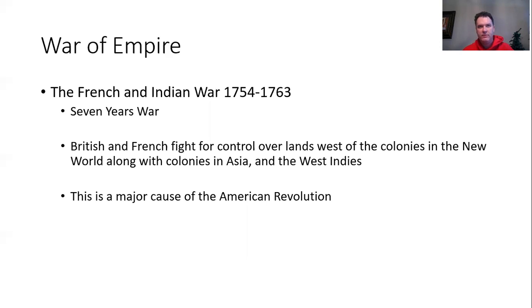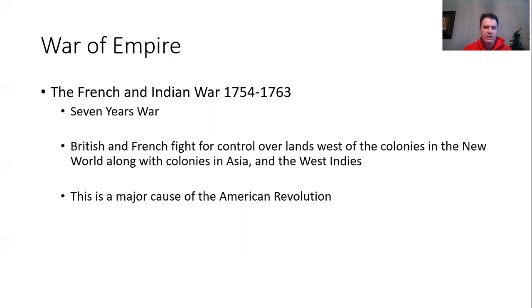And following the British victory in this war, the British are going to have to keep a standing army in the New World, and they're going to have to pay for that. And they're going to pay for that through taxes on the American colonists. And that's what's going to kickstart the rebellion that we're going to see in chapter 5.